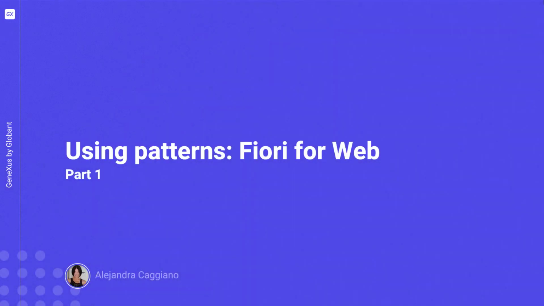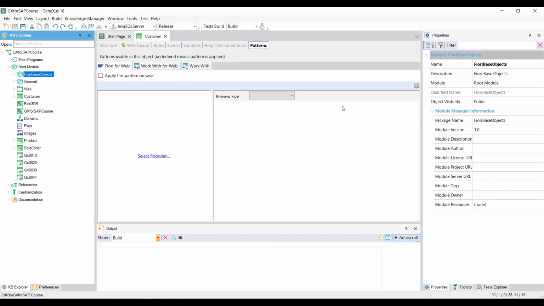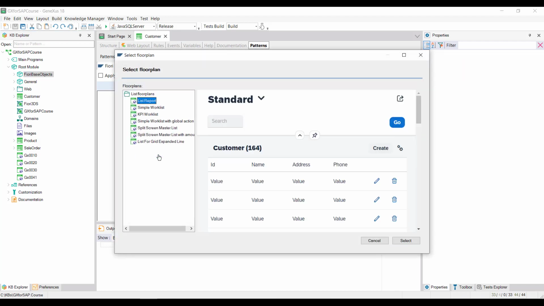Once the Fiori for Web pattern has been initialized with the corresponding design system, we'll apply it to the customer transaction. In this option, we can select the floor plan that we want to use for this pattern in this transaction. We click on it and see that it opens this screen.